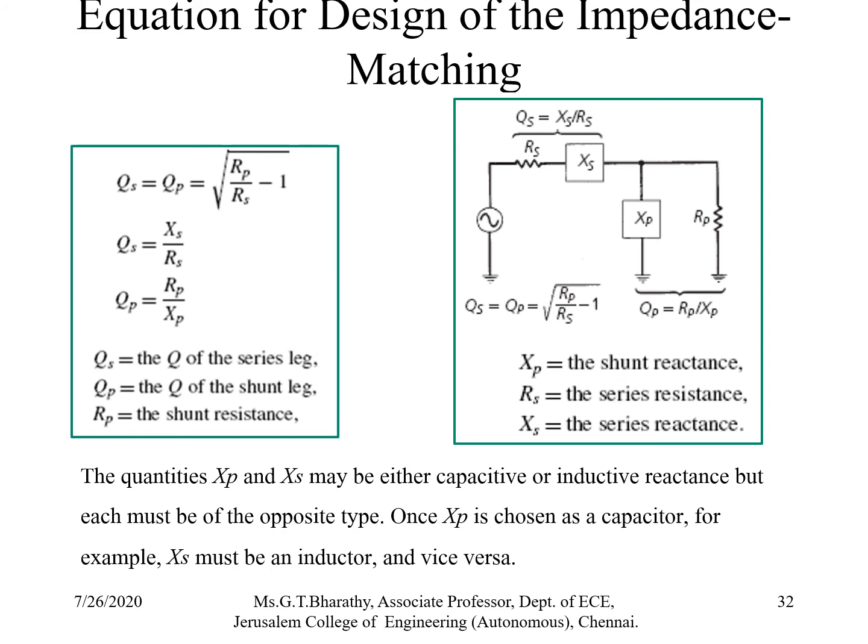So these are the design equations that are used for impedance matching. Q we know is the quality factor. Qs is equal to Qp is equal to square root of Rp by Rs minus 1. Qs is equal to Xs divided by Rs. That is, any complex impedance Zs is represented by Rs plus or minus Xs, right? So the ratio of the imaginary part to its real part is called the quality factor.